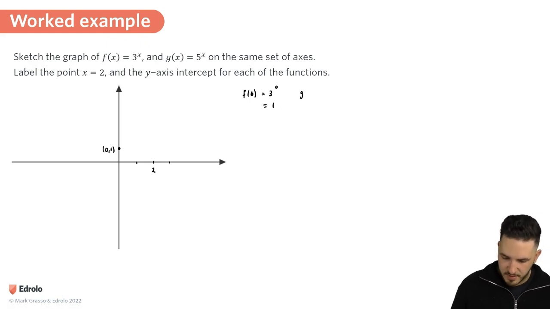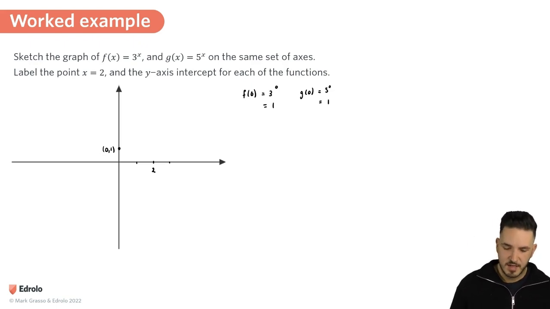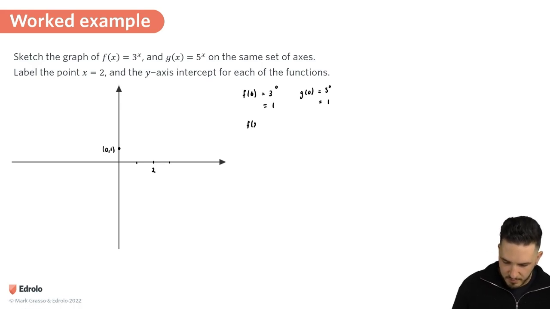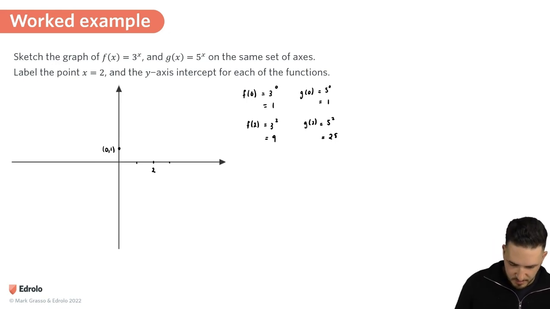And for g of x, again, substituting in 0, you have 5 to the power of 0, which also equals 1. So again, they're both going to go through that point. However, let's have a look at x equals 2 to see how they behave at that point. So if we substitute 2 into f of x, we're going to get 3 squared, which will equal 9. And g of 2 is going to be 5 squared, which equals 25. So my scale is going to be quite off, but that's okay.